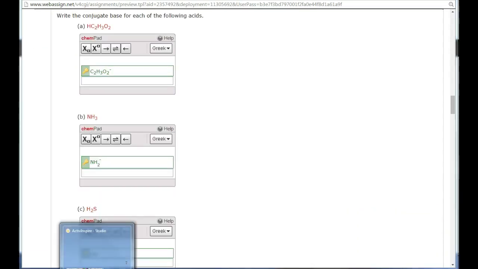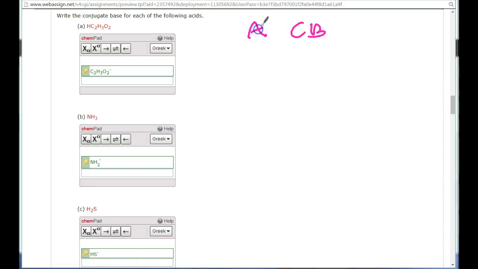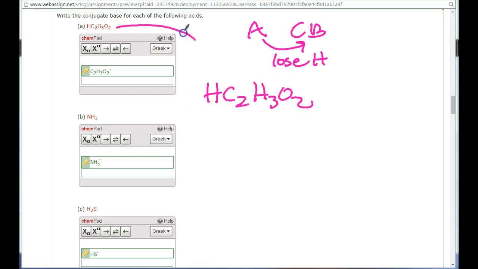So this one says we're going to write the conjugate base. So a conjugate base came from an acid, and to get from an acid to a base, we lose an H. And if you lose an H, you become one more negative. So we have HC2H3O2. Where am I getting these from? That's where I'm getting it from.